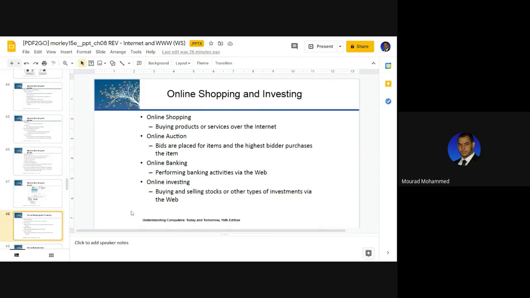You can do banking activities on the internet. Absolutely true. You can create a new bank account. You can check your bank account balance. You can do whatever. You can send, transfer money and so on.